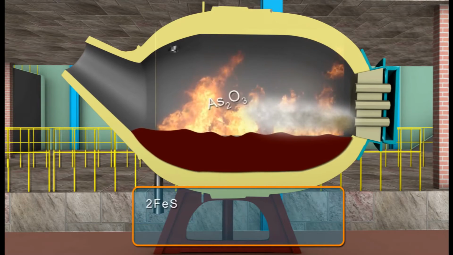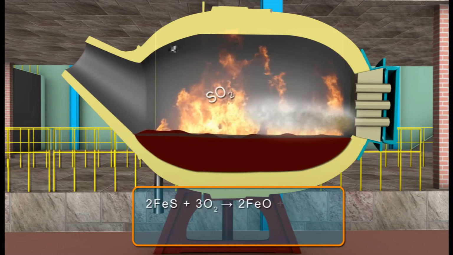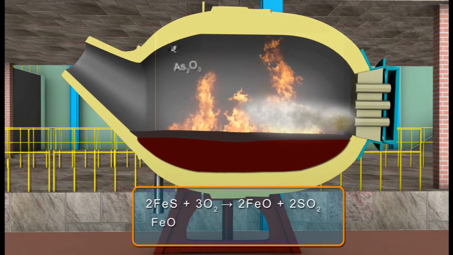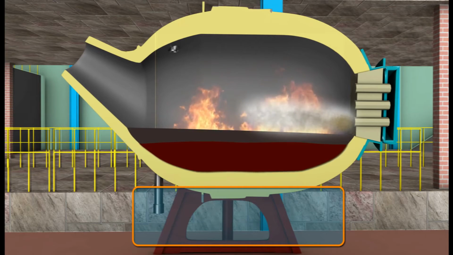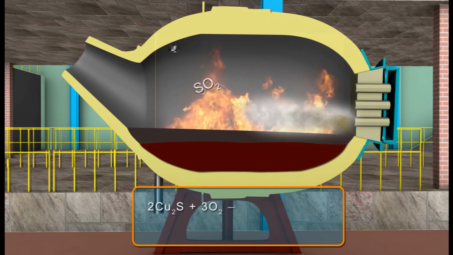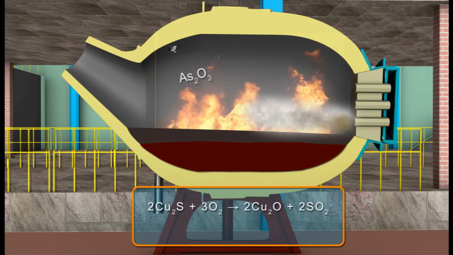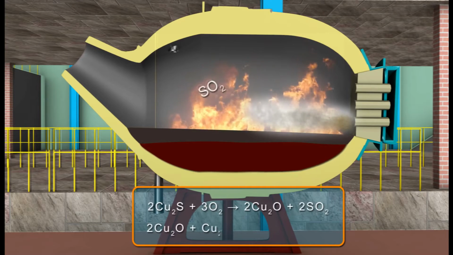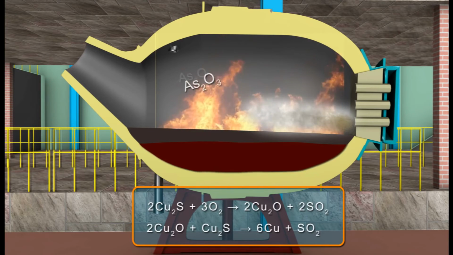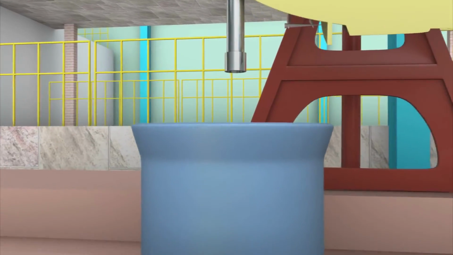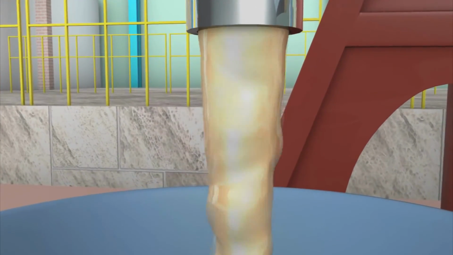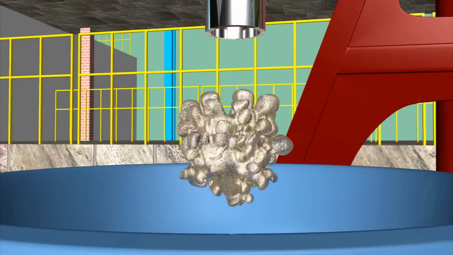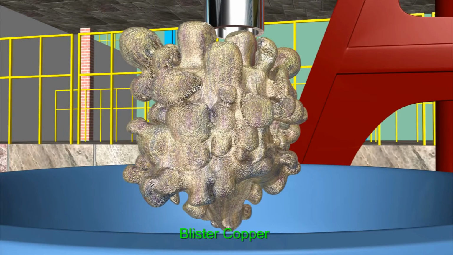Then ferrous sulfide is oxidized to ferrous oxide and combines with silica to form ferrous silicate as slag. Similarly, cuprous sulfide is oxidized and forms cuprous oxide, which then reacts with cuprous sulfide and forms copper. It is 98% pure, called blister copper. Still, it contains 2% impurities.